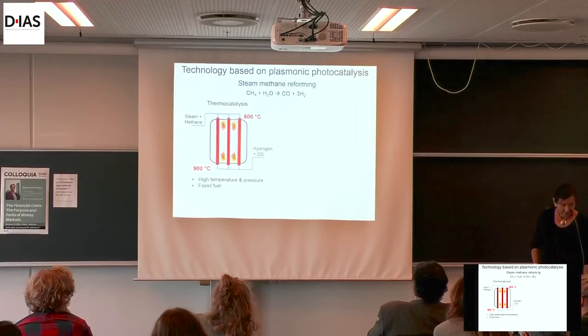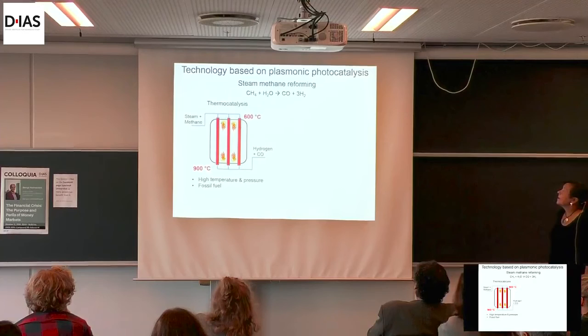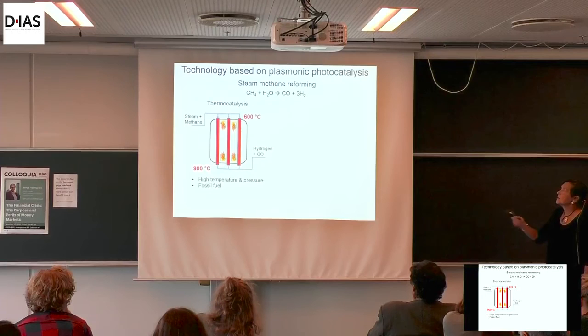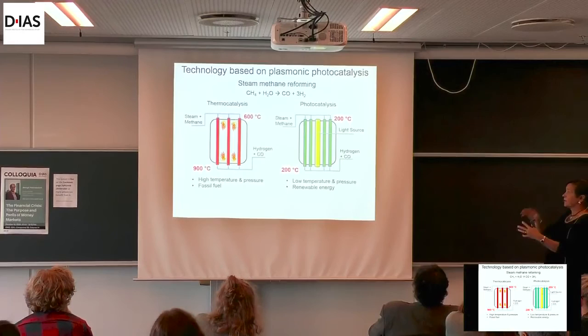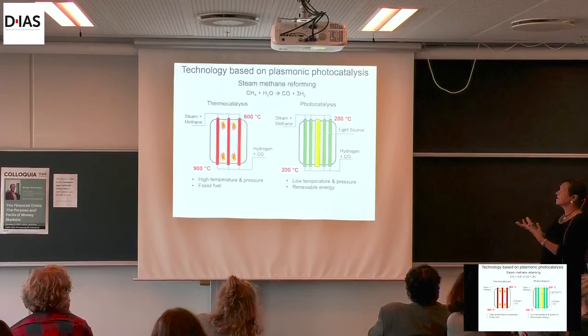So we can look at the same. This is the steam methane reforming that I mentioned earlier, where we have water and methane, both easily accessible, to CO. As Peter said, CO is not bad to produce, because we can mineralize it, and then we can produce hydrogen. So instead, why don't we build a light source? Why don't we do photocatalysis? This is sort of the vision of photocatalysis on an industrial scale, and look how different it would be.